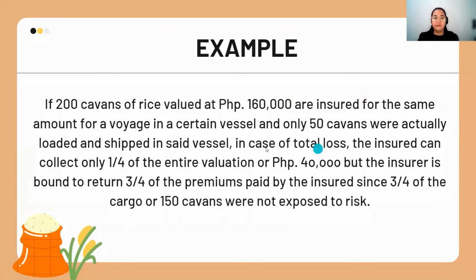So for example, if 200 cavans of rice valued at 160,000 pesos are insured for the same amount for a voyage in a certain vessel and only 50 cavans were actually loaded and shipped in said vessel, in case of total loss, the insured can collect only 1/4 of the entire valuation or 40,000, but the insurer is bound to return the 3/4 of the premium paid by the insured, since 3/4 of the cargo or 150 cavans were not exposed to risk.